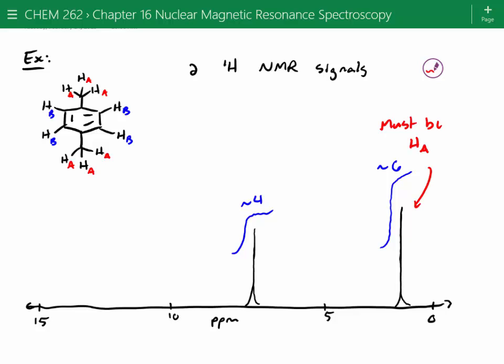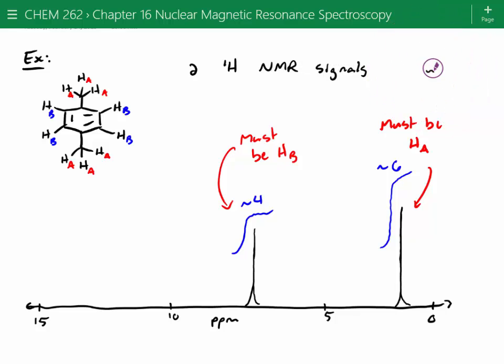Right? Because there are more protons, that signal is going to show up more intensely, and we can actually measure the area underneath the peak to give us an idea of the relative ratio of protons for each set. Conversely, this one must be HB, right? Because if we look at HB, there are only 4 protons in this set. So if we look at the ratio of protons for HA to HB, it's going to be a 6-to-4 ratio.